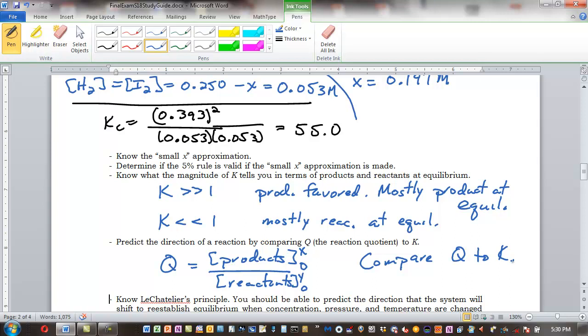Okay, so Q by itself doesn't tell you anything. You can't just look at the number that you get for Q and say, oh, it's a large Q, so it must go to products, or it's a small Q, so it must go to reactants. You have to compare it to the equilibrium constant.